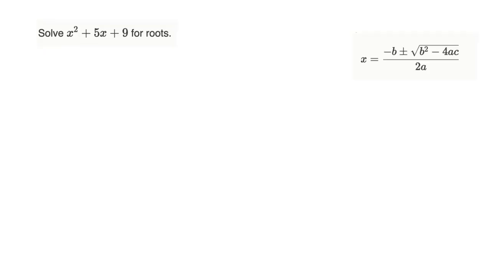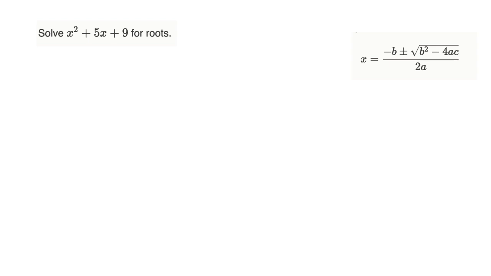Okay, so for this problem, we're going to solve for the roots of x squared plus 5x plus 9. One thing we have to remember when we're trying to do this kind of thing is the quadratic formula, which states that x equals negative b plus or minus the square root of b squared minus 4ac, all over 2a. This is very important because if we're going to try and factor this equation, it's going to be a real pain. So we're going to use the quadratic formula instead.